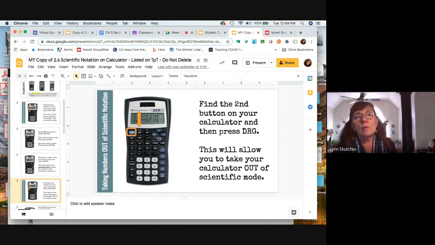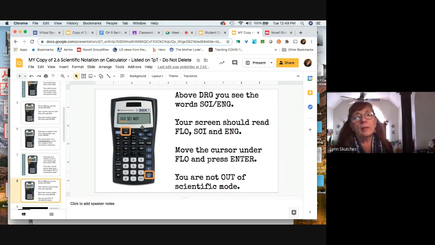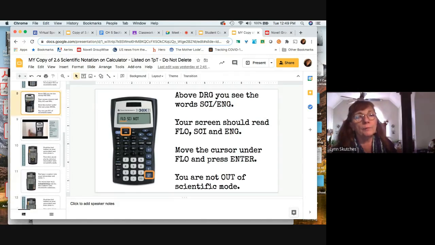If you want to get out of scientific notation and just have normal numbers, you hit that second DRG button and arrow over to flow. Okay, I'm assuming this is correct. I don't have one of these of my own.